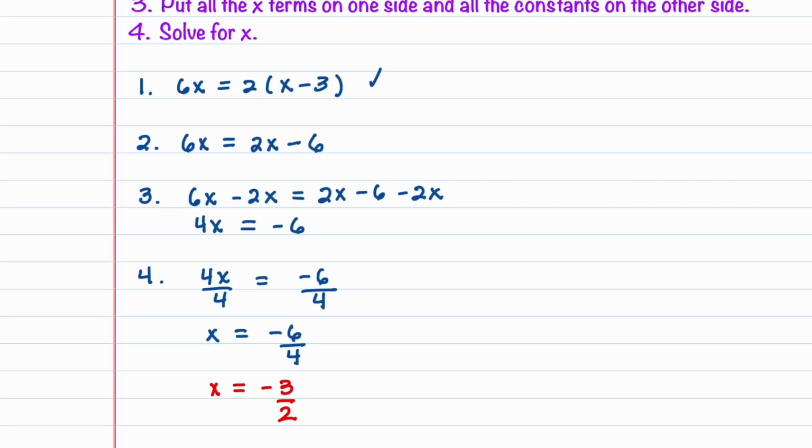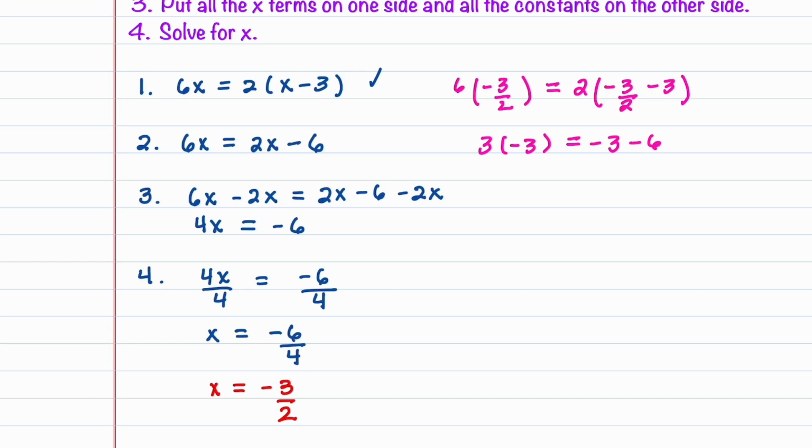Now let's go up and make sure this answer is correct. We're going to go back up to step 1, and for x, we're going to plug in minus 3/2, and we're going to do that on both sides of the equation. So we have a 2, we have a minus 3/2, minus 3. 6 divided by 2 is 3, so we have a 3 times minus 3. And then if we distribute the 2, we'll end up with a minus 3 because the 2's will cancel, and then 2 times 3 is minus 6. So on the left, we have a minus 9, and on the right, we also have a minus 9, so it works, and we know that we got the correct answer.